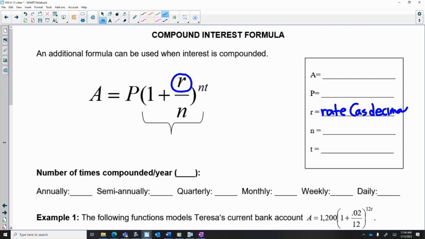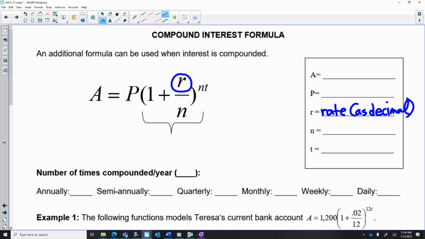So usually they're going to tell you that that interest rate is compounded, which means calculated a different number of times per year. So if you're taking out a loan to get a car or whatever it is, they're going to tell you that they're compounding the interest annually or semi-annually or quarterly or monthly. Those are the most common ones that we see, okay?